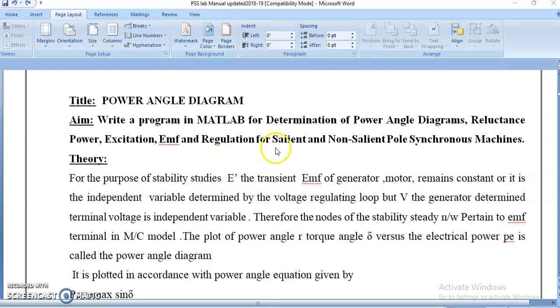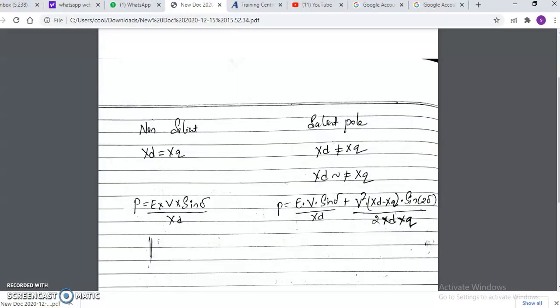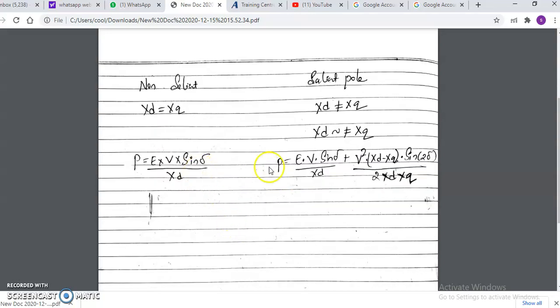So to differentiate the salient and non-salient pole synchronous machine, here we get the power formula, and this is very important. You have to remember this power equation to program it. For non-salient, both reactances will be equal, whereas for salient, both reactances won't be equal. XD is direct axis reactance, XQ is quadrature axis reactance. So the total power P will be E into V into sin delta divided by XD, plus V square into (XD minus XQ) into sin of 2 delta divided by 2 XD XQ. This is the total power.